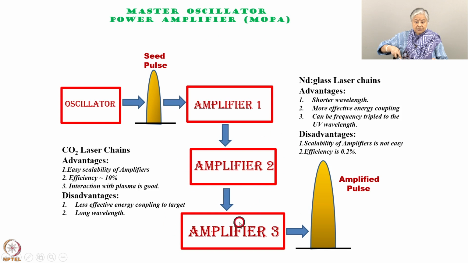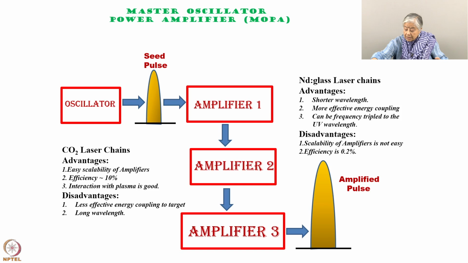Okay. So, as you can see here, just schematically I have shown that each time the amplifier gets larger and larger. Amplifier 1 is small as compared to amplifier 2 as compared to amplifier 3. Okay. The third one is the largest. So, I have just shown 3 here, but it does not mean you stop at 3. You go on increasing the number of amplifiers depending on how much energy you need. Okay. So, this is in short MOPA, it is called MOPA.